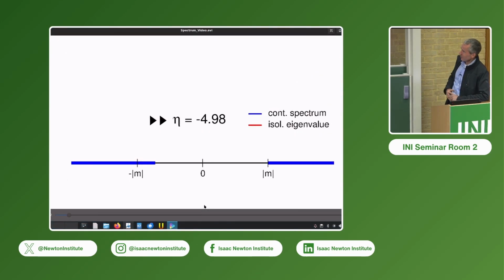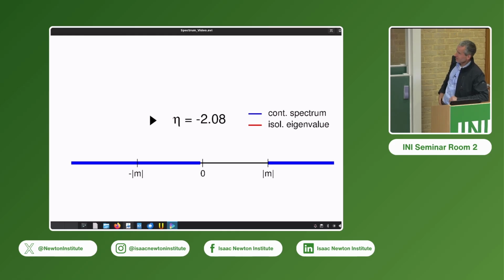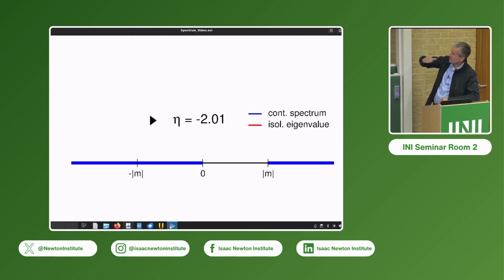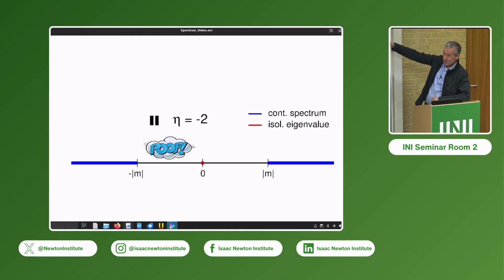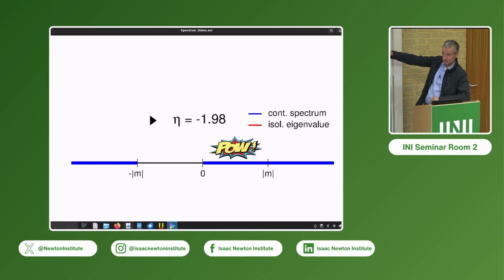So here's the video. Look, the eta is running. It goes from -10 to 10. So the continuous spectrum changes continuously, but then if eta approaches the critical case, it disappears. And now if eta continues to grow, you see the continuous spectrum again moves. If eta is 0, it's free Dirac. So you have the gap.